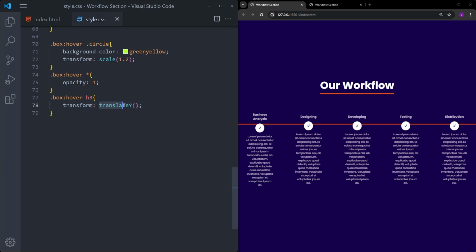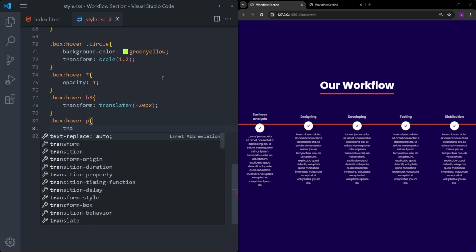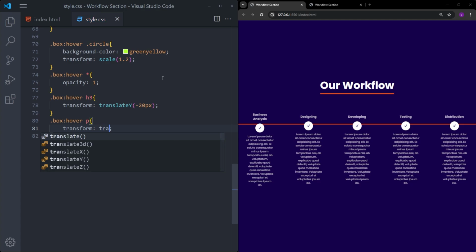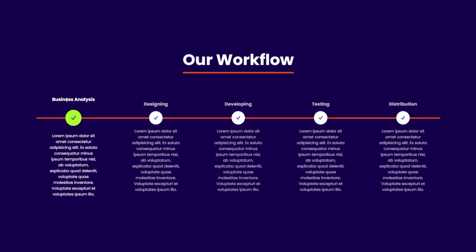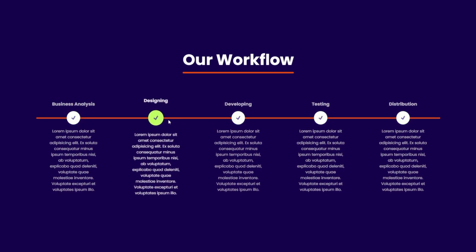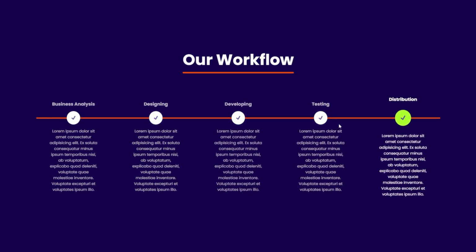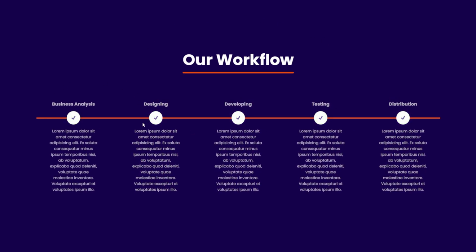And when you use translate Y and you want something to move to the top, you need to use minus, so -20 pixels. And I also want the paragraph to go down, so I will use translate Y again, but this time it is going to be just 20 pixels. And there you go. When you hover over the card, this H3 moves to the top and the paragraph moves to the bottom. The circle gets bigger, the opacity goes up, the line at the back is in the right place. The only thing left is to make this responsive.